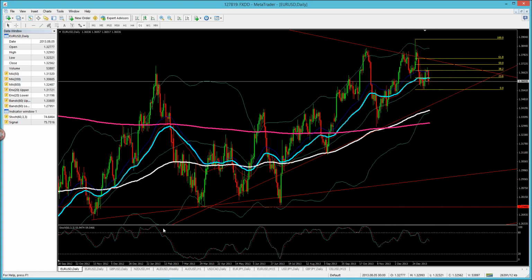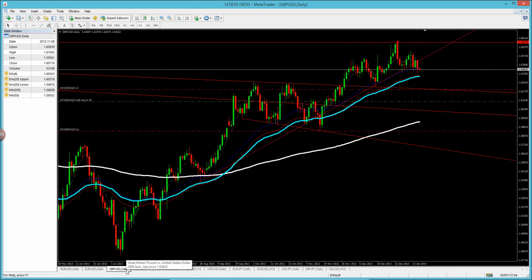So we have a sell bias. So be looking for sell opportunities on the euro dollar. Here we also have the pound dollar.